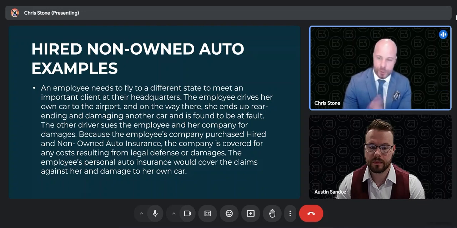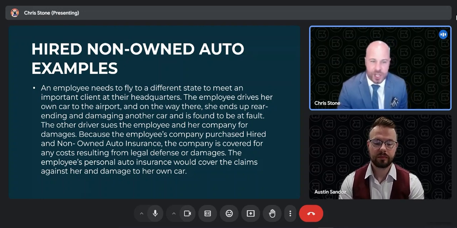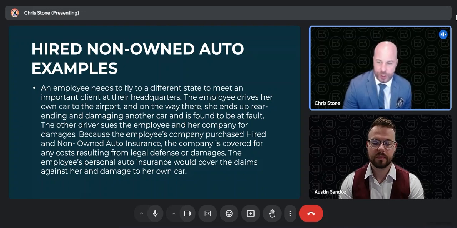That means hired, person works for the company. Non-owned means the company doesn't own the auto. The company is covered for any cost resulting from legal defense or damages. The employee's personal auto insurance would cover the claims against her, damage to her own car. In any case, it could fall on both.